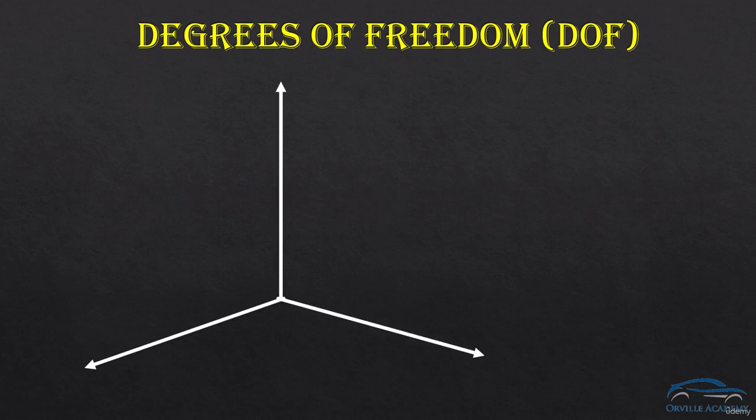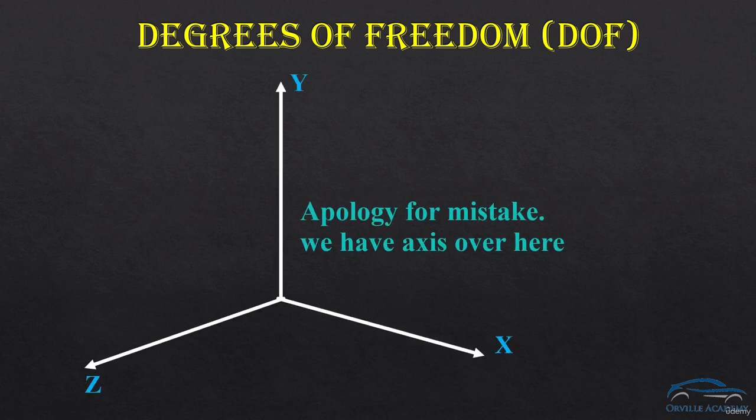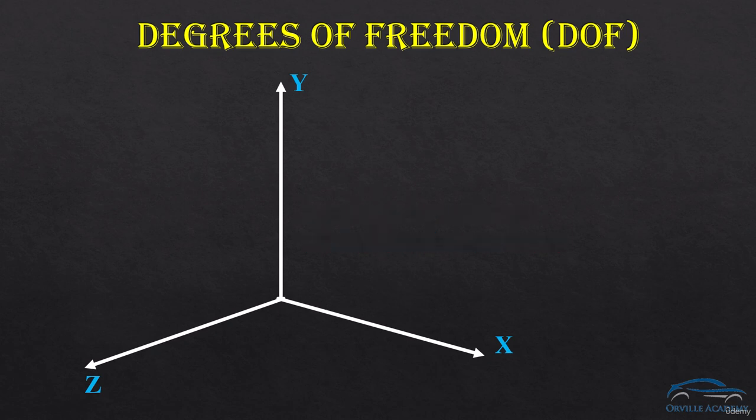Now let us understand the same concept of degrees of freedom using the coordinate system. Here I have the x coordinate, y coordinate and z coordinate. Keep in mind, this xyz notation is arbitrary. What I mean by arbitrary is that instead of z, over here you can say this is my x coordinate. So this notation is completely up to you.